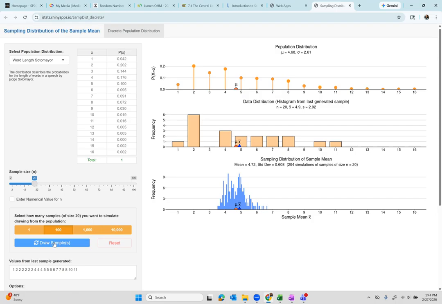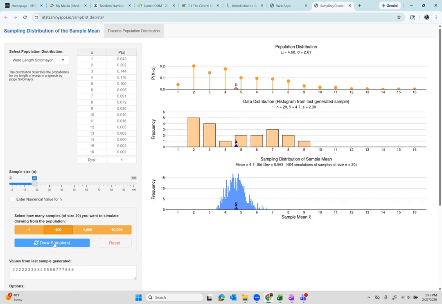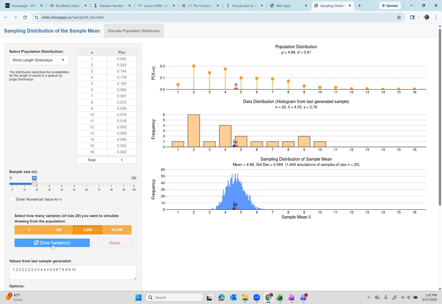Let's do another 100 samples. Let's make it 1,000. And again, you see that the distribution of all of those sample means tends to generate values very close to the actual mean or around the actual mean.